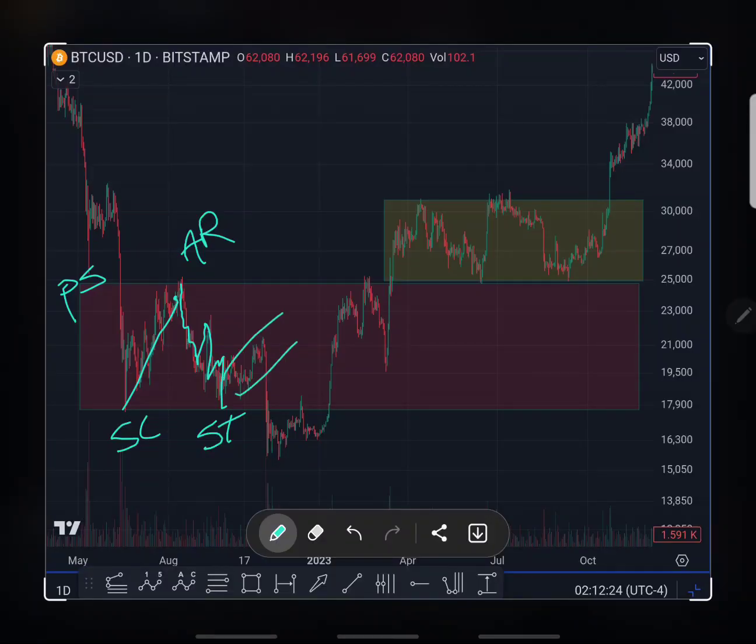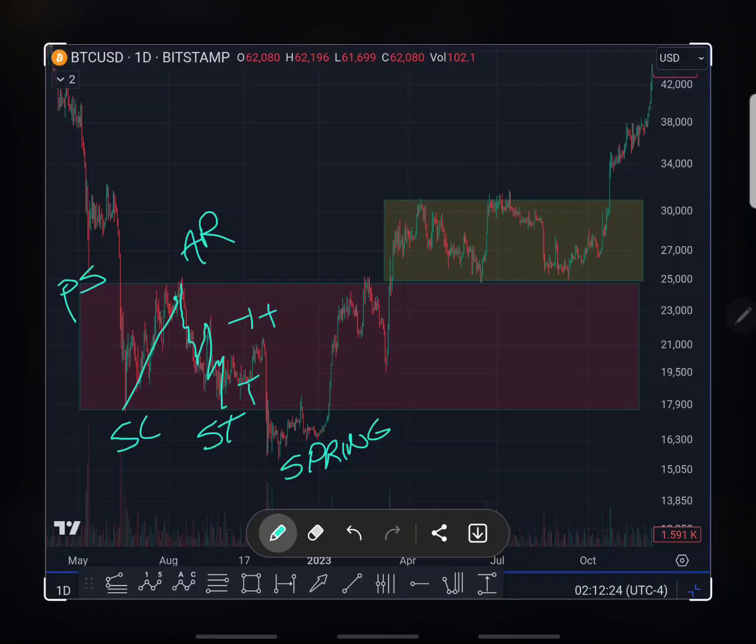And then all of this, that's just like random accumulation, keeping people guessing which direction it's going. So we just label those as tests. Then you have your spring.